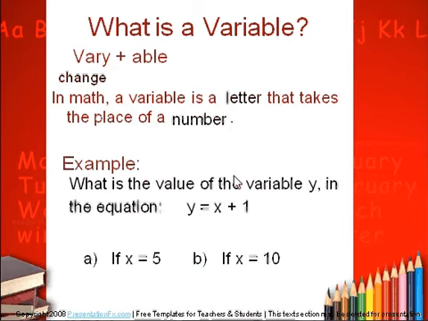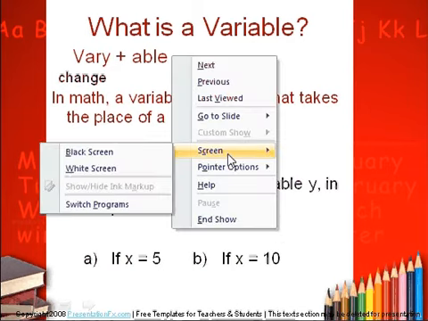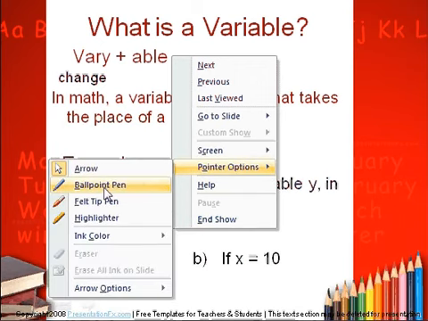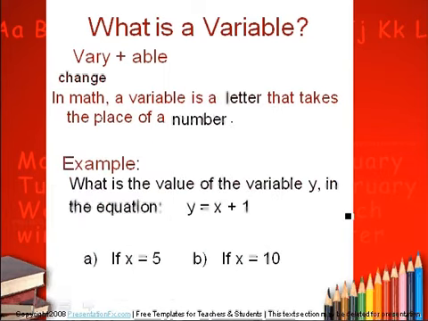An example would be, we've got 2 variables here in this example: the variable y and the variable x. The question is, what is the value of the variable y in the equation y equals x plus 1 if x equals 5 and if x equals 10? You can see right away from this question that x has at least 2 different answers. So that's variable, it's not constant.